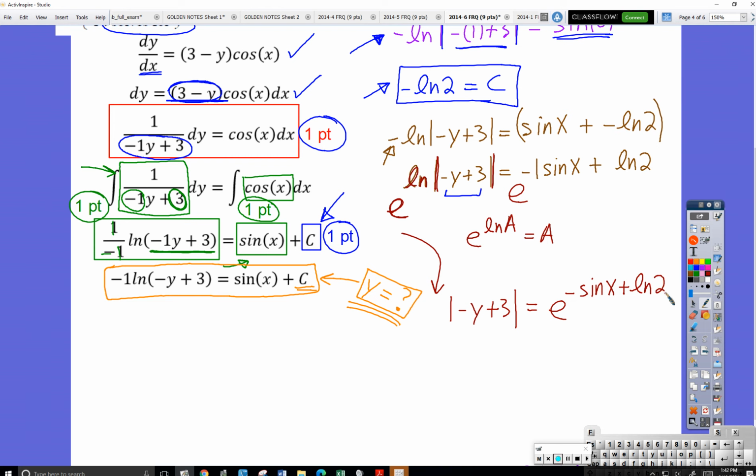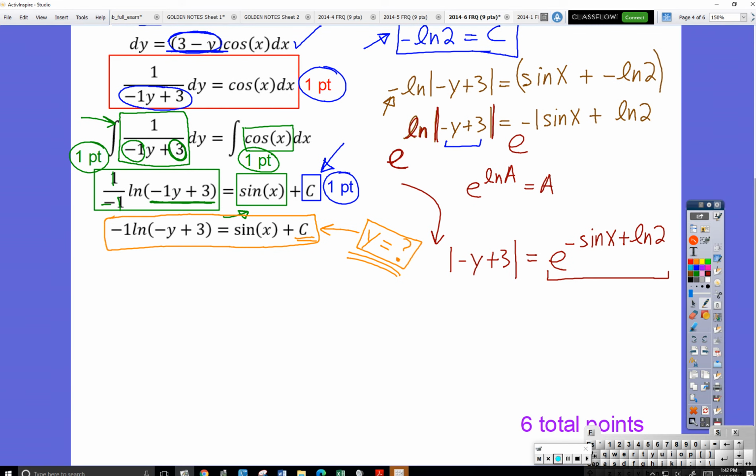On an FRQ, I don't need to do anything with this, but on a multiple choice, I will have to change it to match their answer. So I'm going to show how that is done right now. So we're going to come over here so we have a little more space.